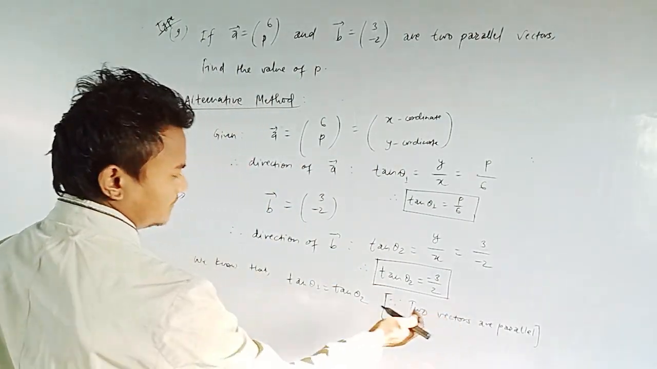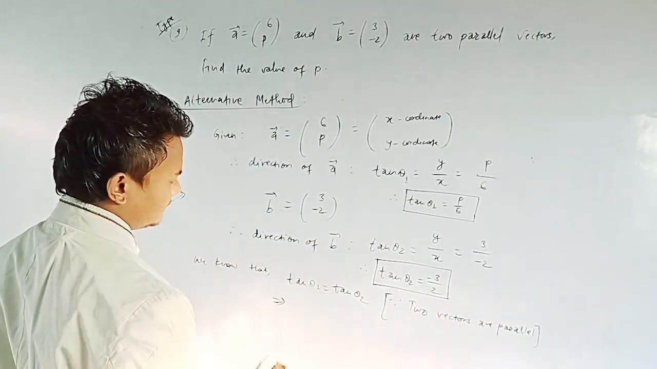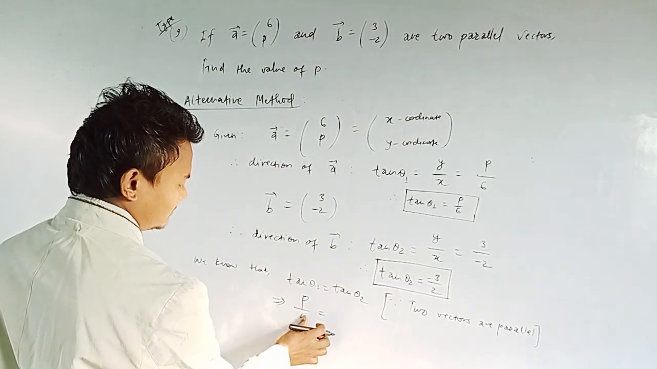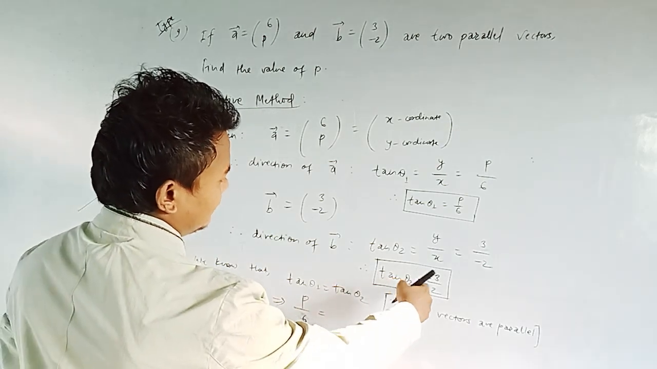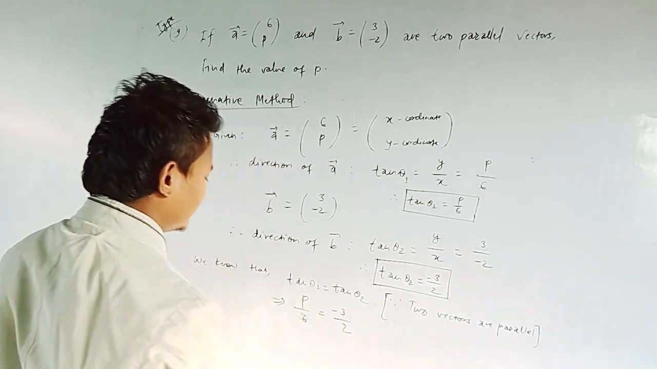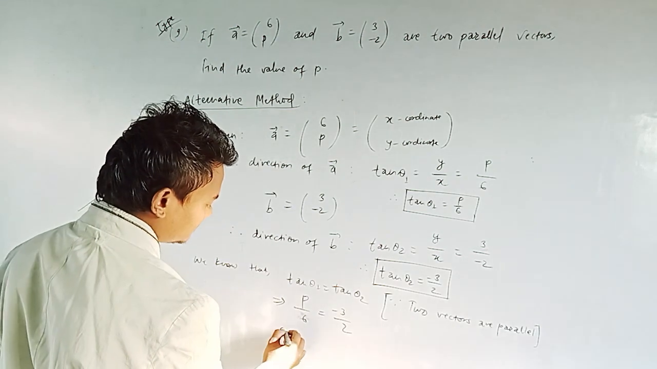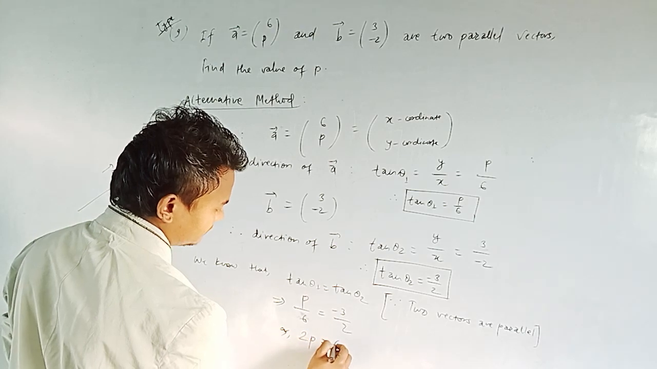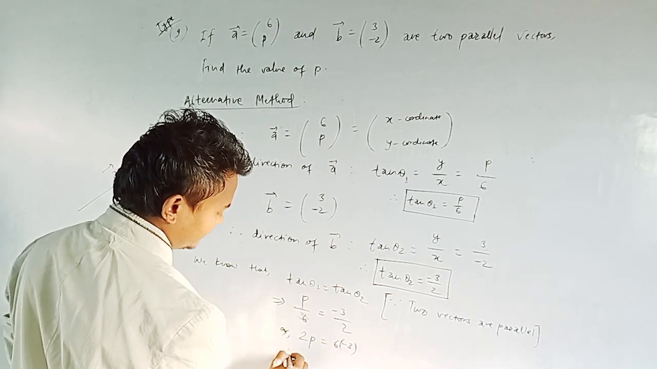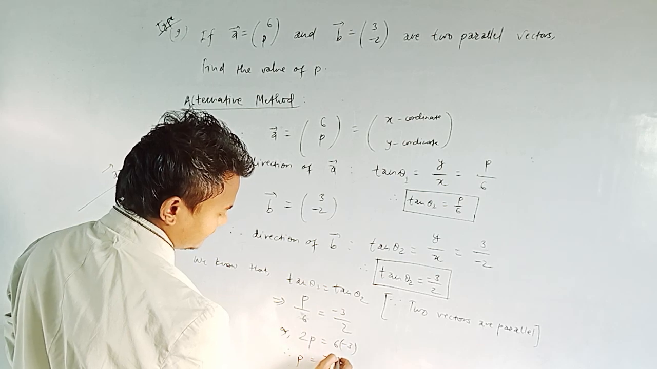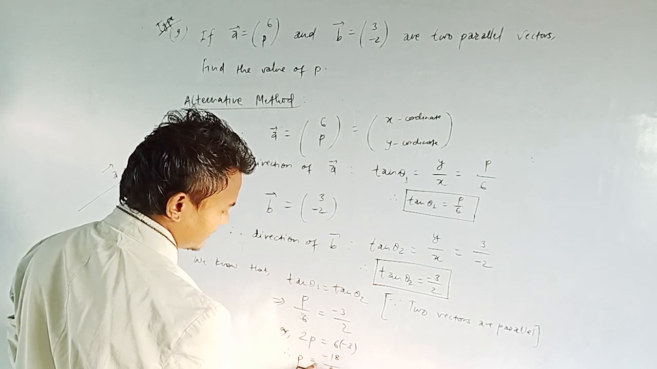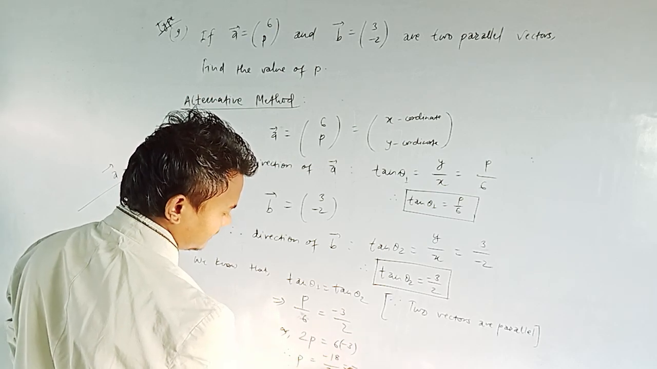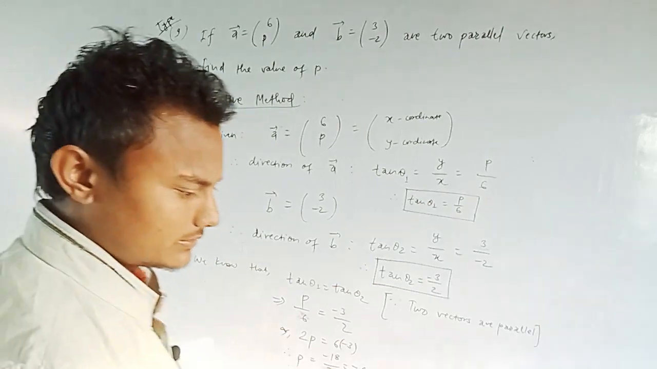So for the parallel condition we can use this formula: tan theta 1 equals p by 6, and tan theta 2 equals minus 3 by 2. So these are the two vectors, and we can equate both, that is 2p equals 6 into minus 3. So p equals minus 18 by 2, it means minus 9. So this is the value of p.